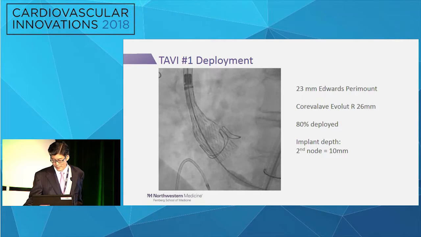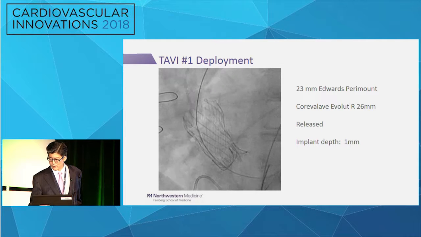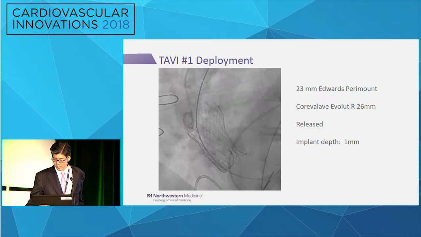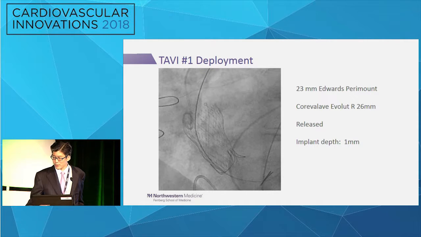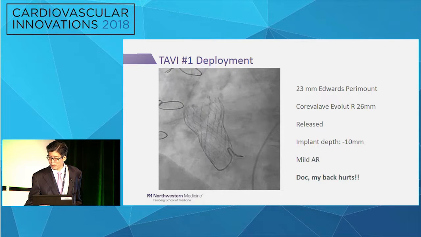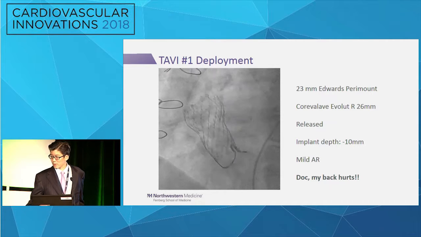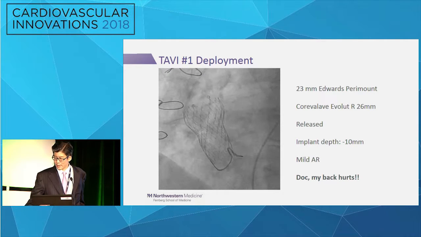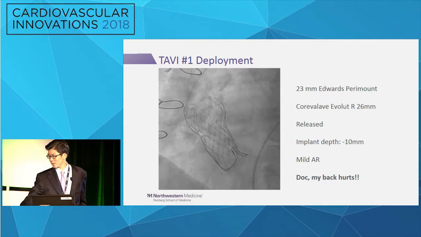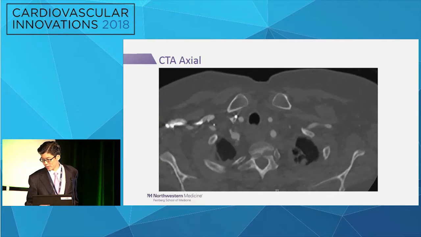So we're at 80%, and the implant depth is about 10 millimeters. We're pretty happy with this. So we go ahead and deploy this valve. It's moved a little bit. Now we're about 1 millimeter deep, and we're still pretty happy with this. We're letting the fellows get some gradients, and we're planning for a second case, and we're not happy with this one right now. So we're about minus 10 depth here, and of course, right about this time, you wish the patient was under general anesthesia because she says, "Oh, doc, my back hurts now." So just some mild AR.